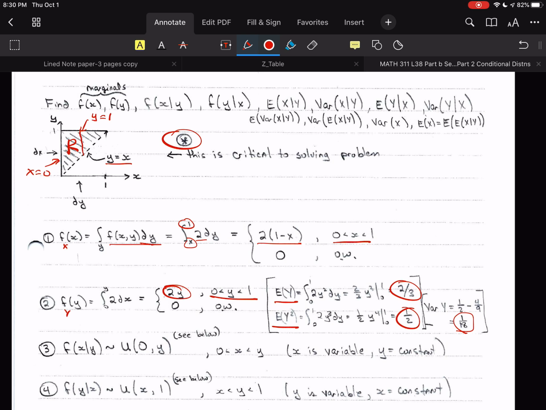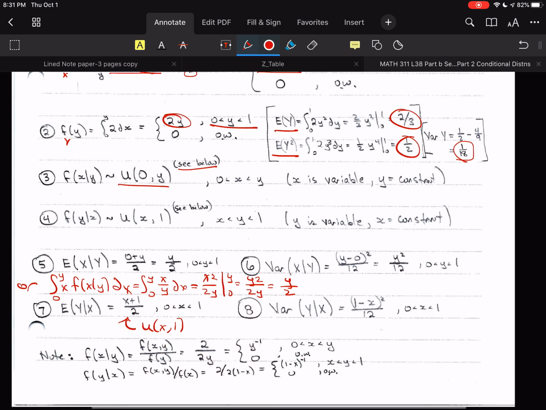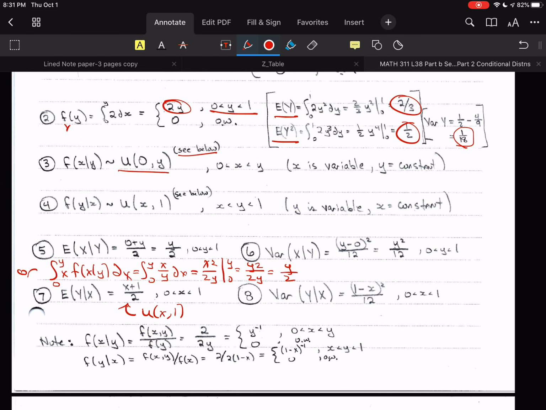So it turns out that f of x given y is the uniform between 0 and y. So it says C below, so I've worked this out so we can see what this looks like. So here is f of x given y, and we use the definition, f of xy over f of y, and can use that. And so it's 2 over 2y, so this is 1 over y, and when x is between 0 and y.